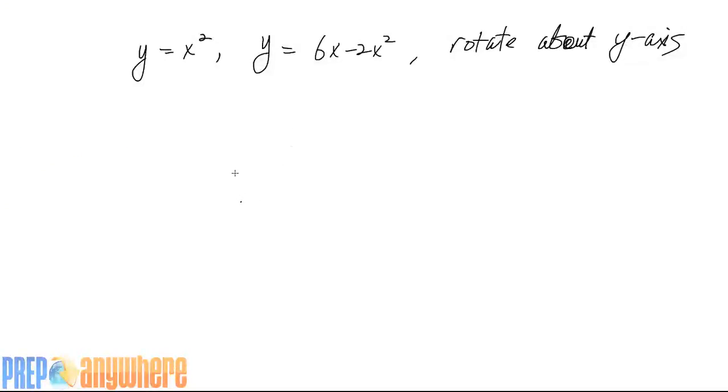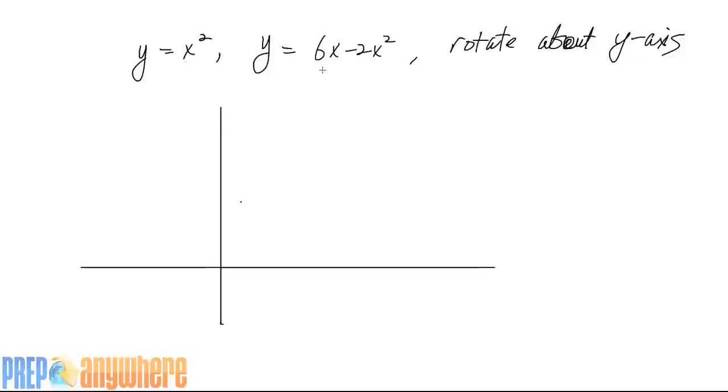Alright, let's draw it first. So they're both relatively easy to draw. This one here, if you factor out 2x, you get 3 minus x. So this is a parabola that's going upwards, a simple standard parabola. This one here has a root at 0 and 3.